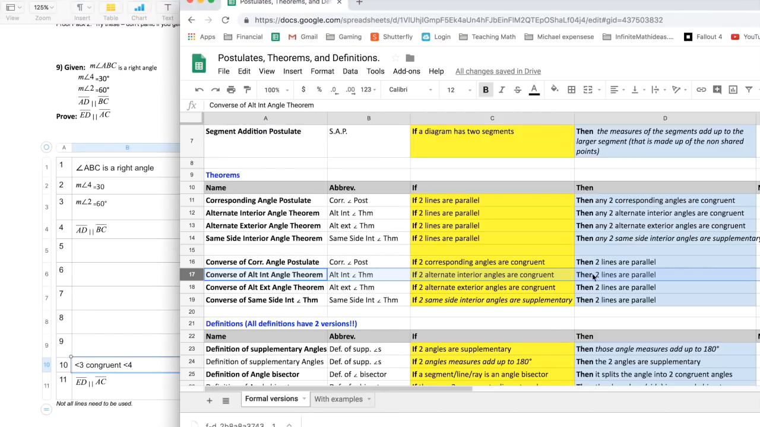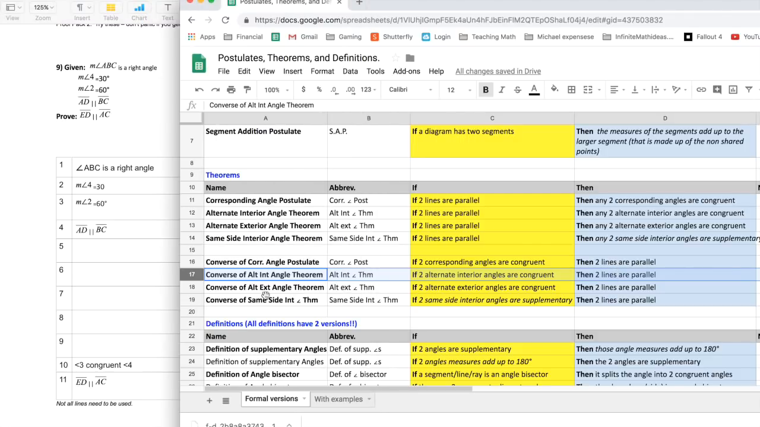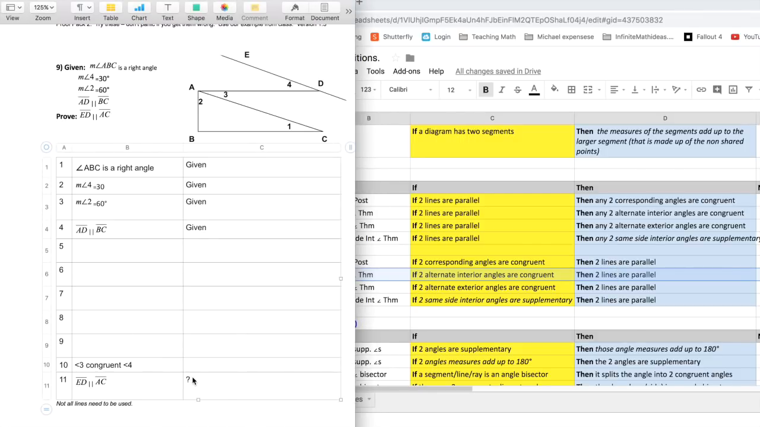And I'm looking here, these are the only 4 theorems or postulates that make that happen. So it's going to be 17, the converse of alternate interior angles theorem. What does it say? It says if two alternate interior angles are congruent, so in other words, if 3 and 4 are congruent, then these lines are parallel. Now we haven't proven it yet, but it's just a hunch that my goal is to prove that angle 3 is congruent to angle 4. So right here where this question mark is, I already know it's going to be converse of alternate interior angle theorem.